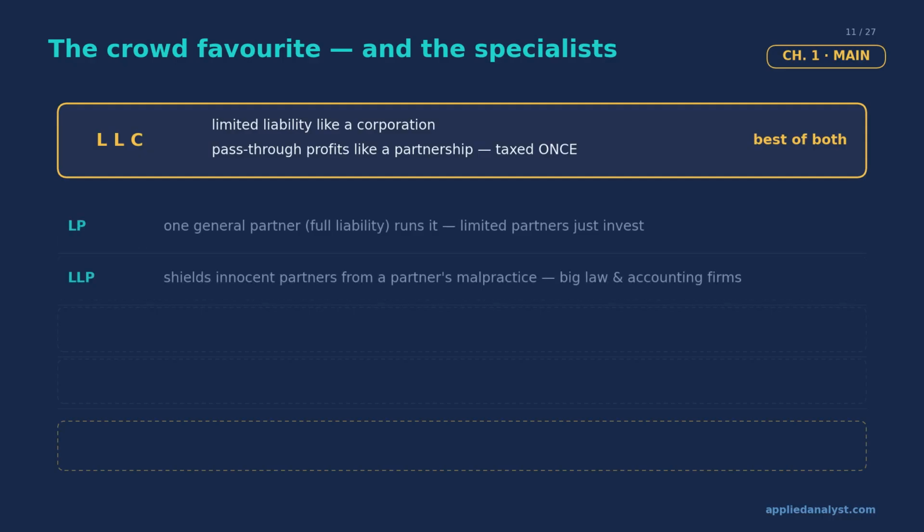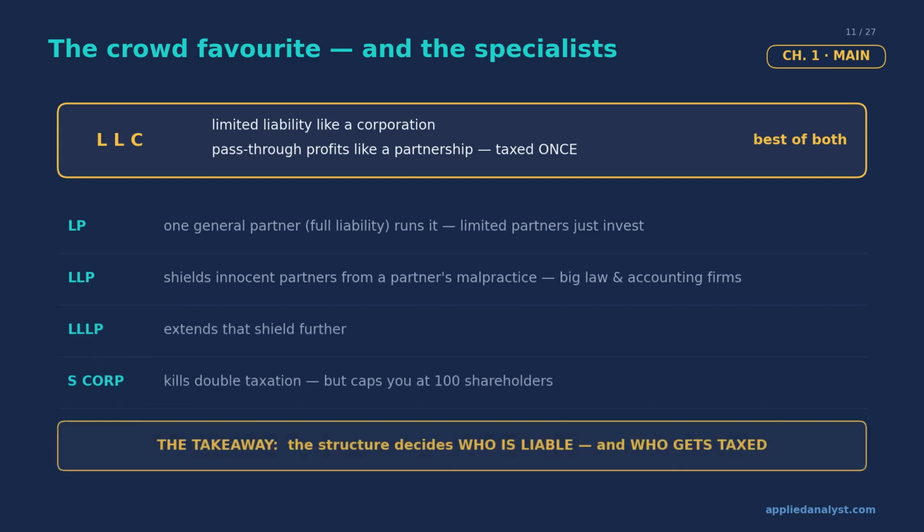The family also has specialist forms: quick tour, the limited partnership. One general partner runs it with full liability. The limited partners just invest. The LLP protects innocent partners from another partner's malpractice. That's why big law and accounting firms use it. The LLLP extends that further, and the S corporation kills double taxation but caps you at 100 shareholders.